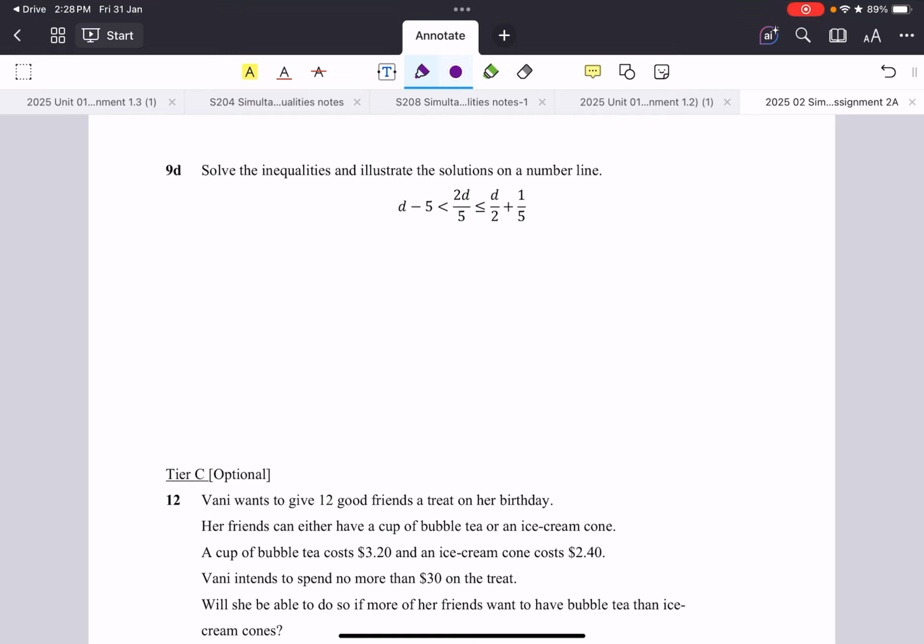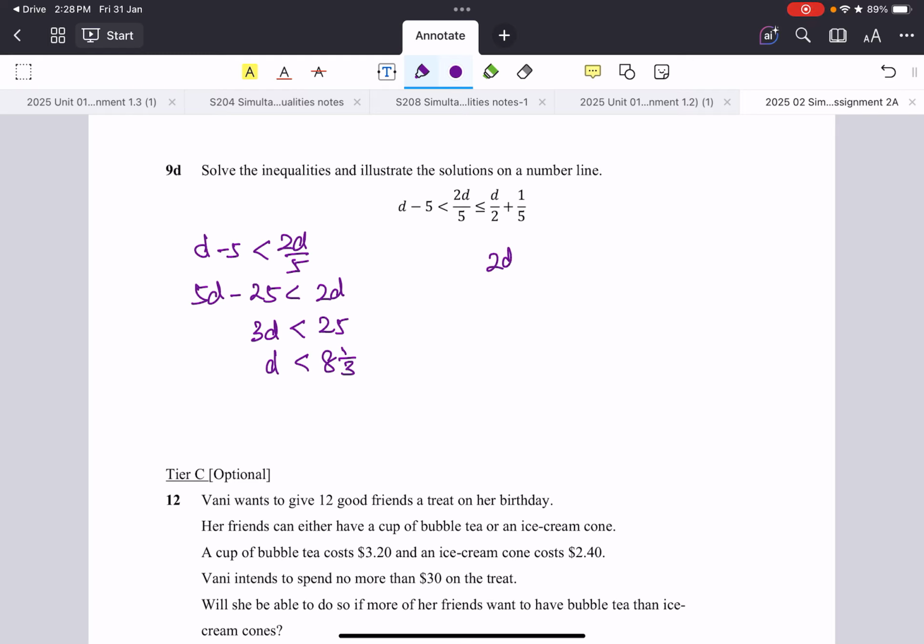In this case, we are dealing with the variable D again. So D minus 5 is less than 2D over 5. 5D minus 25 is less than 2D. So 3D is less than 25. D is less than 8 and 1/3.